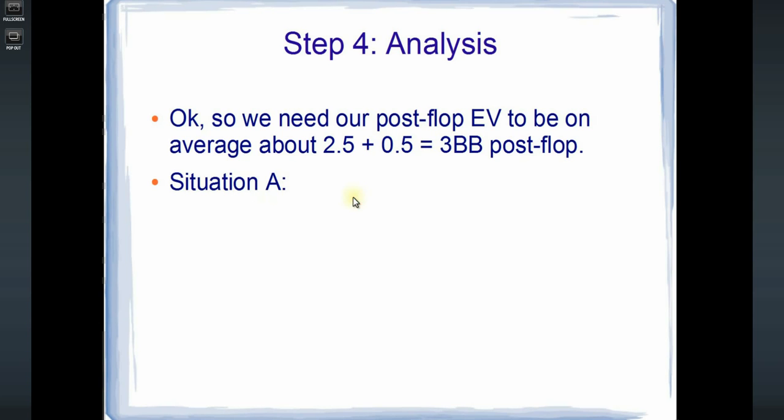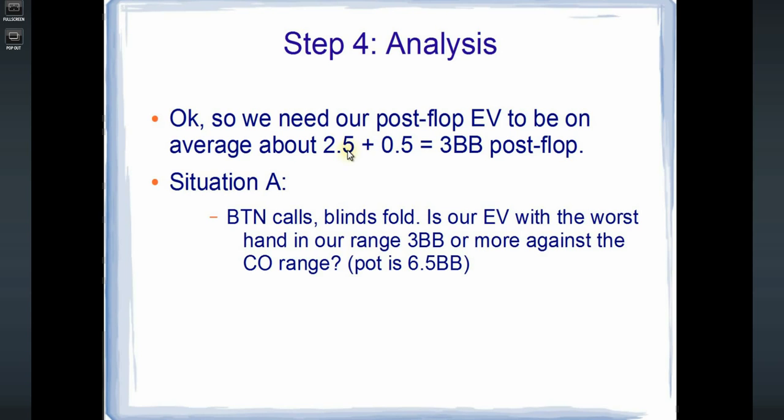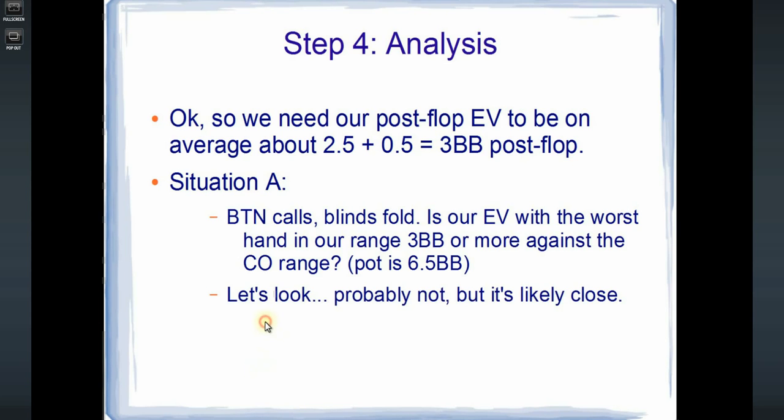So there's two situations. Situation A, the button calls and the blinds fold. Is our EV with the worst hand in our cutoff opening range 3 big blinds or more against the button's range? Remember, the pot is 6.5 big blinds if we open the cutoff, button calls, and the blinds fold. So on average, do you think our EV is 3 big blinds post-flop in this situation? That's less than half the pot. Let's look, probably not, but it's close.